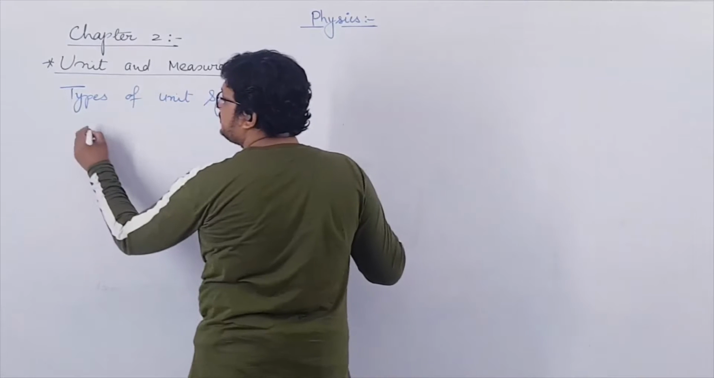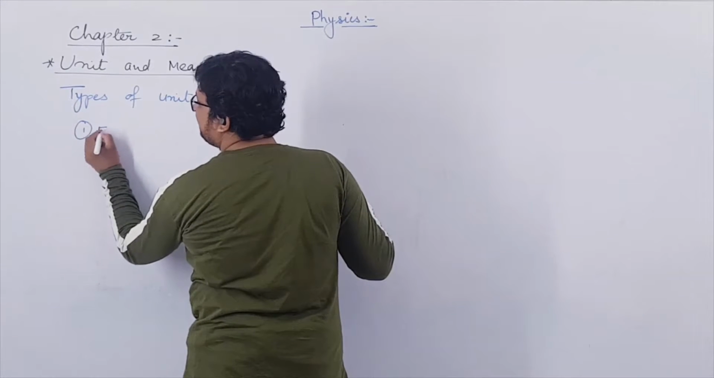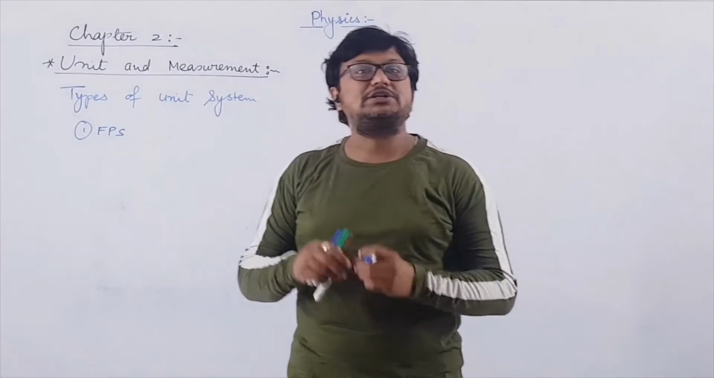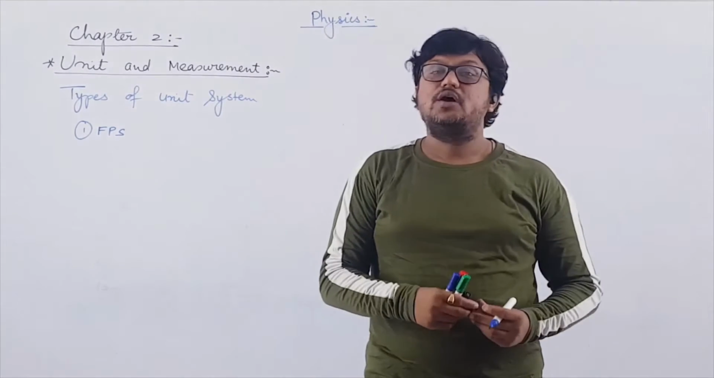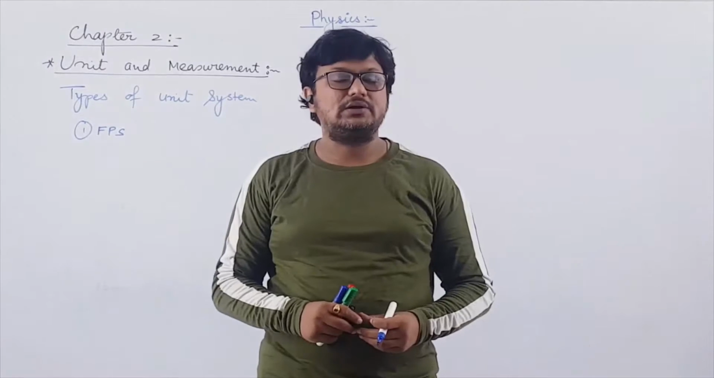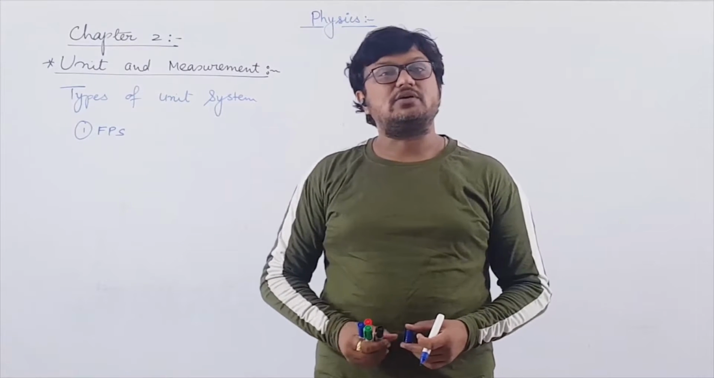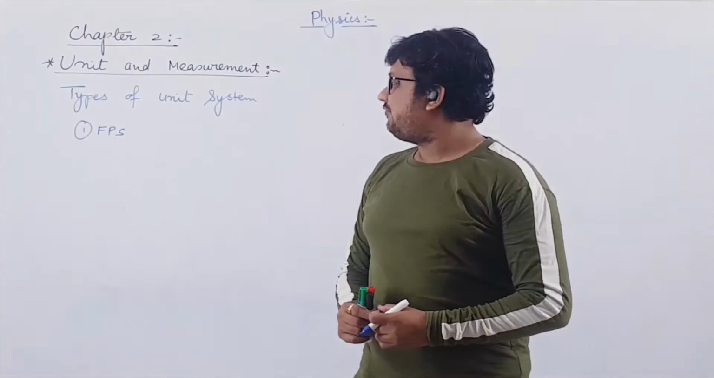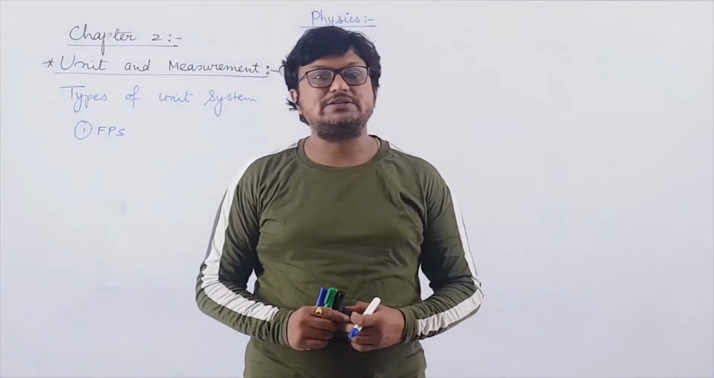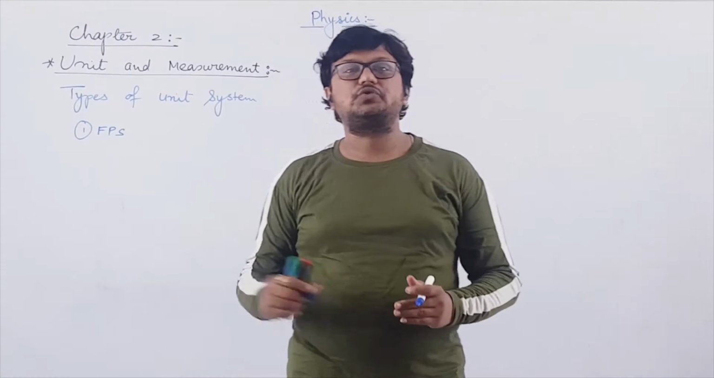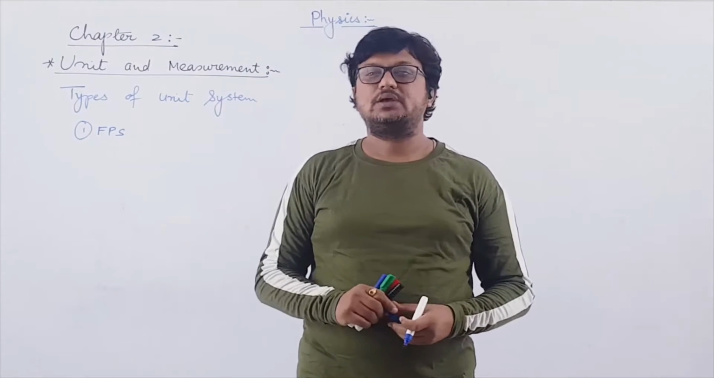If you remember, the first unit system was FPS, that is foot, pound and second. Foot is for measurement of length, pound is for measurement of mass, and second is for measurement of time. Remember, FPS was introduced by the British. It is known as the British unit system because Britishers were the first to introduce such a unit system.